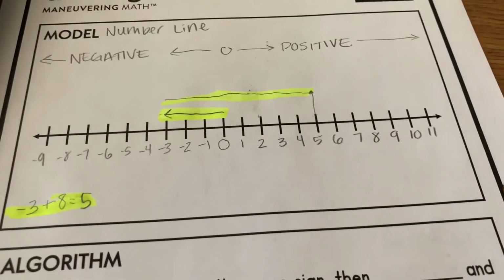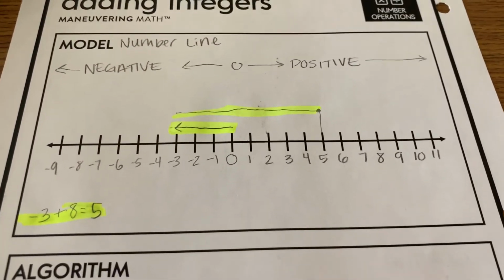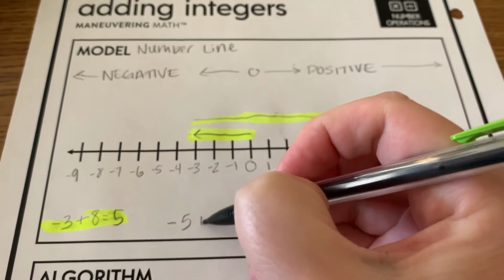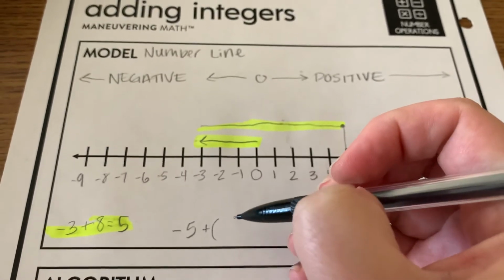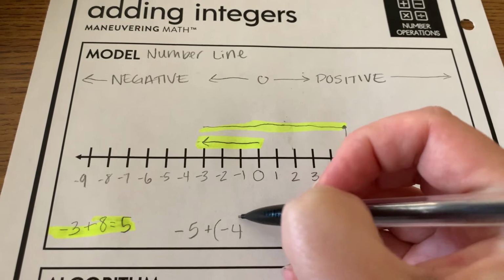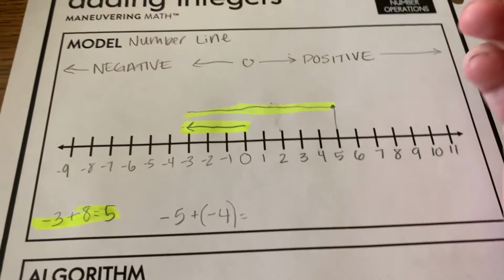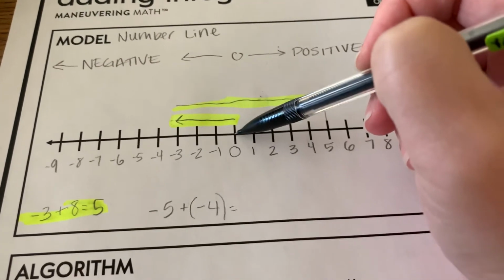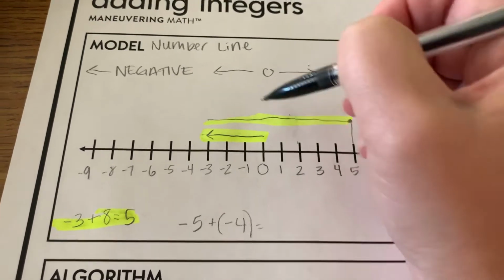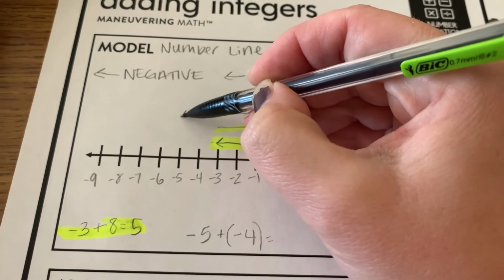Let's do another one. Let's do a negative and a negative this time. So let's do -5 plus -4. Okay. All right. So starting at 0, our first number is -5. So we're going to go down there. Actually, let's draw this. We'll draw this kind of right above. 1, 2, 3, 4, 5. Here's our first number.